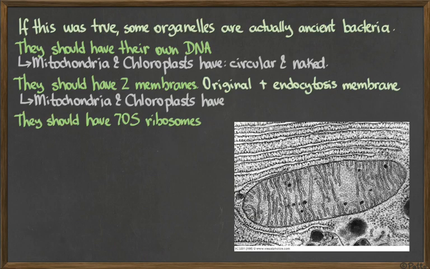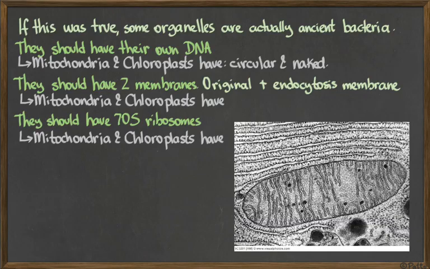They should have 70S ribosomes, or at least prokaryote-like ribosomes, and mitochondria and chloroplasts do have them. It's not exactly 70S, but it is prokaryote-like ribosomes. So they have their own ribosomes, and the ribosome is different from ours. It's like the ribosomes from prokaryotes. So yay! Another evidence that these guys were free-living prokaryotes.